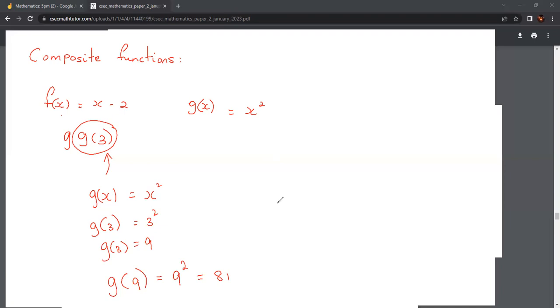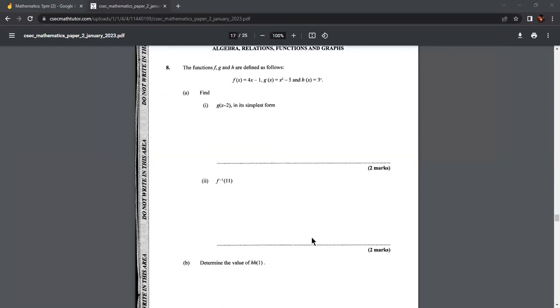All right, so let's look at the examples. Yes, so basically you're just substituting.